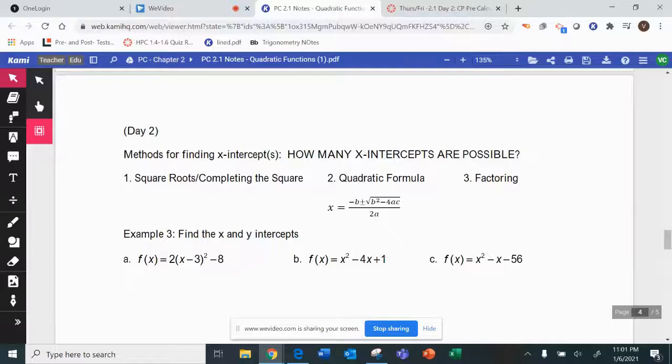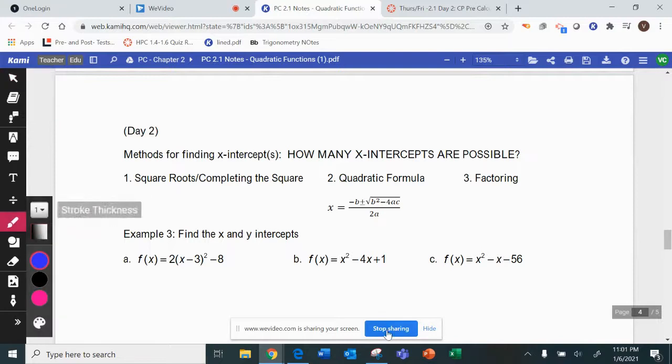Hello, pre-calculus. This is day 2 of section 2.1. Just continuing the notes from last class. Today we're going to do finding x-intercepts, y-intercepts, complete the square, writing equations, bunch of stuff. But we're just talking about quadratics still, so parabolas.